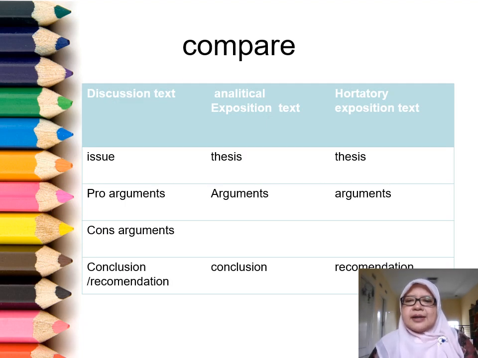Now compare the discussion text with the analytical and hortatory exposition text. There is the issue, there is argument. But in the discussion text there are two arguments, pro and cons, and finally there is the conclusion or recommendation. But in the exposition text there is thesis, argument and conclusion, and in hortatory, thesis, argument and recommendation.